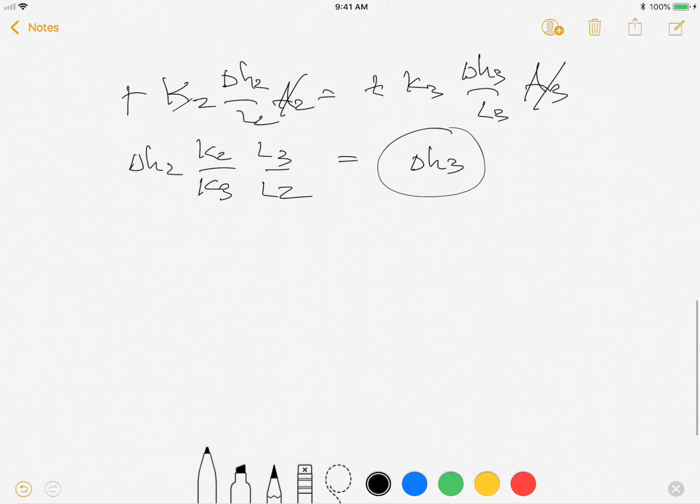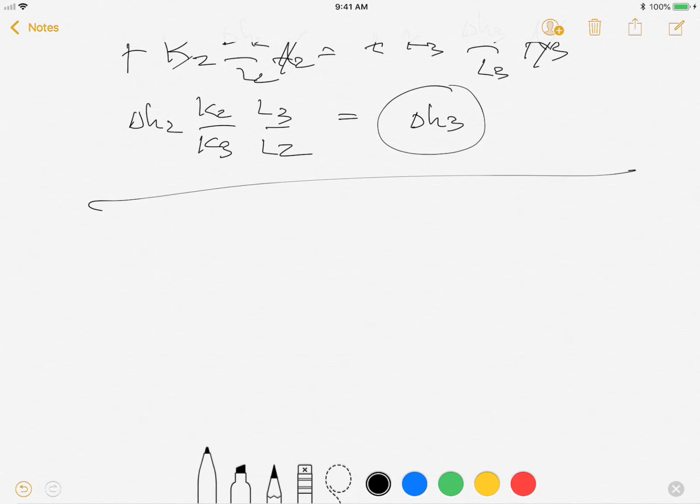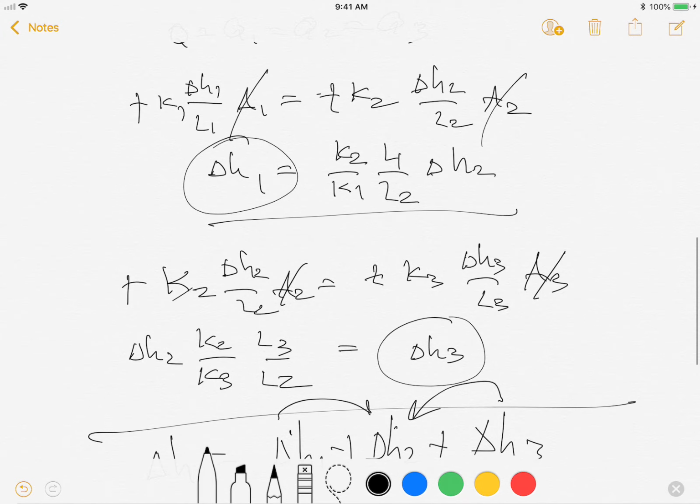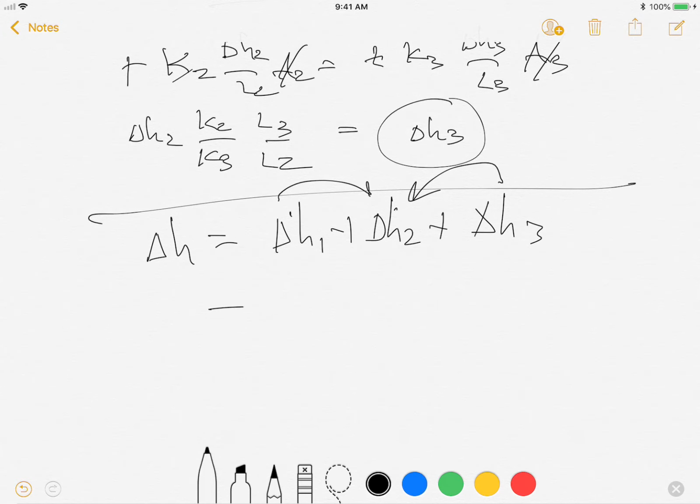Okay, so now we're ready to substitute the energy equation. So remember the energy equation, so the total head, I wrote a little delta there, is going to be equal to that delta H1 plus delta H2 plus delta H3. Okay, well we know what delta H1 is in terms of delta H2, and we know what delta H3 is in terms of delta H2. So now we can substitute those things that we solved for before.